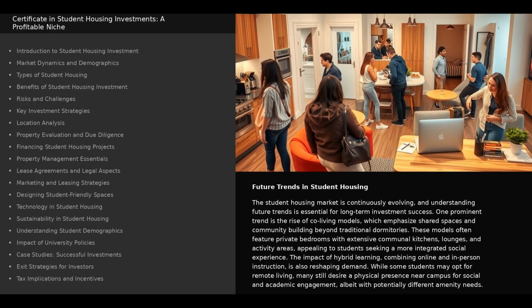While some students may opt for remote living, many still desire a physical presence near campus for social and academic engagement, albeit with potentially different amenity needs. Investors must adapt to these changing preferences.